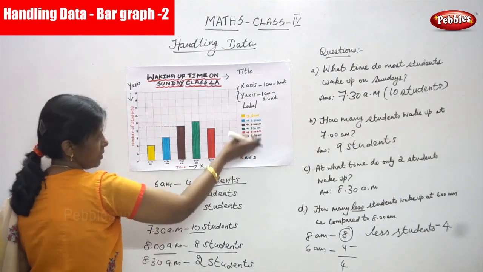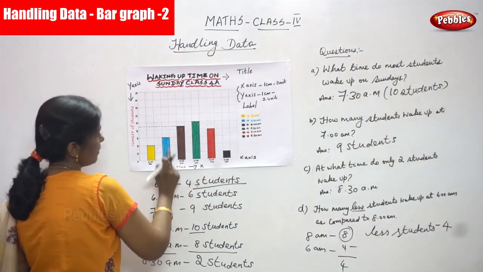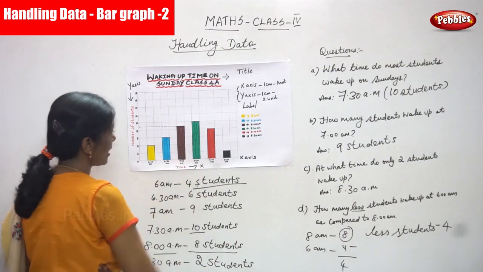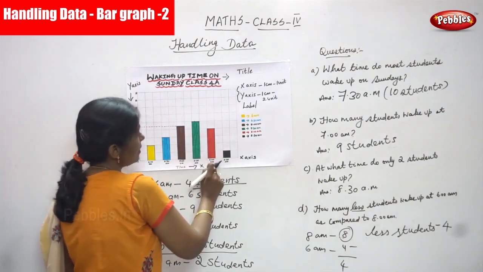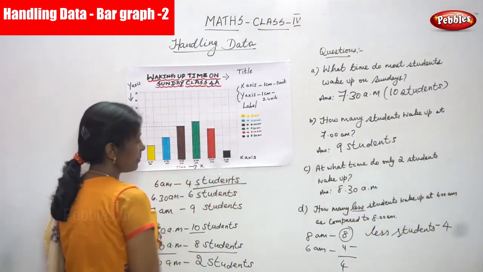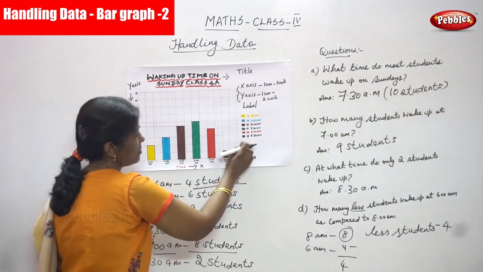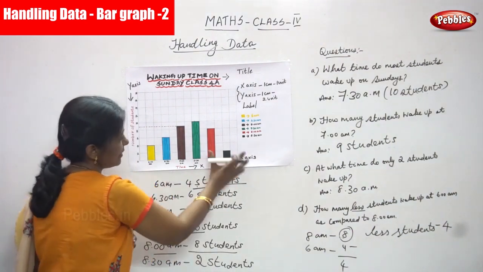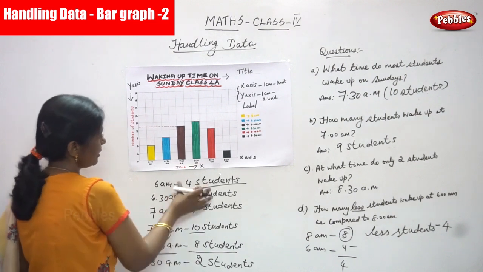I used different colors. Yellow color for 6 a.m., blue color for 6:30, brown color for 7 a.m., green color for 7:30, red color for 8 a.m., and black color for 8:30 a.m. So these are the different colors I shaded in the vertical bar graph.